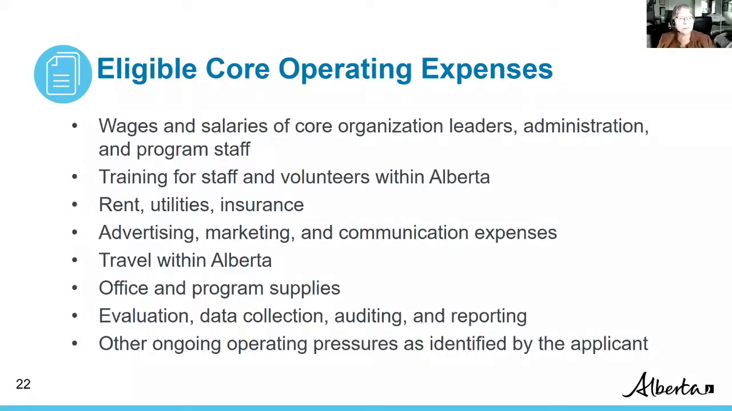Here are some examples of eligible core operating expenses. CIP operating funds operating or program expenses that an organization incurs on an ongoing basis. Common requests are for executive directors, administrative staff, volunteer coordinators, counselors, fund development, or program staff. Other eligible costs include rent, insurance, utilities, internet, staff and volunteer training, evaluation, and audit costs.